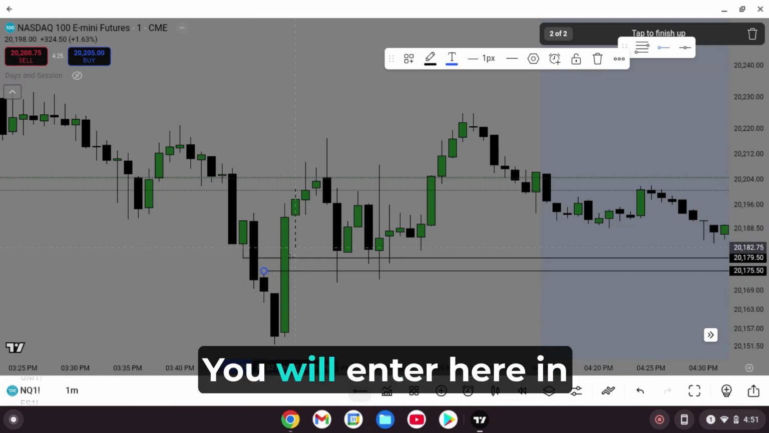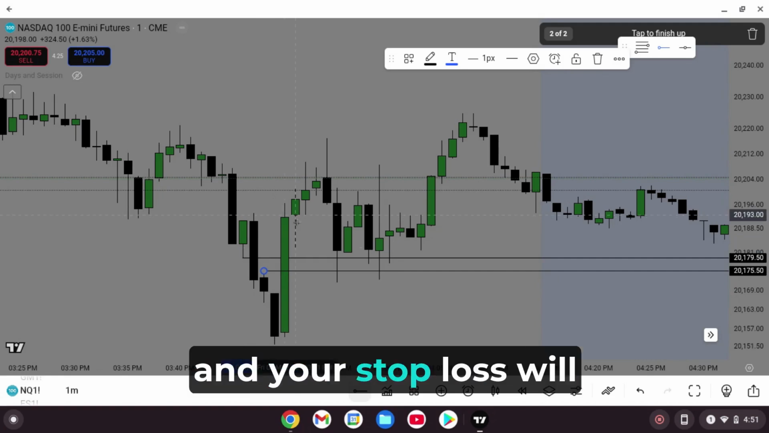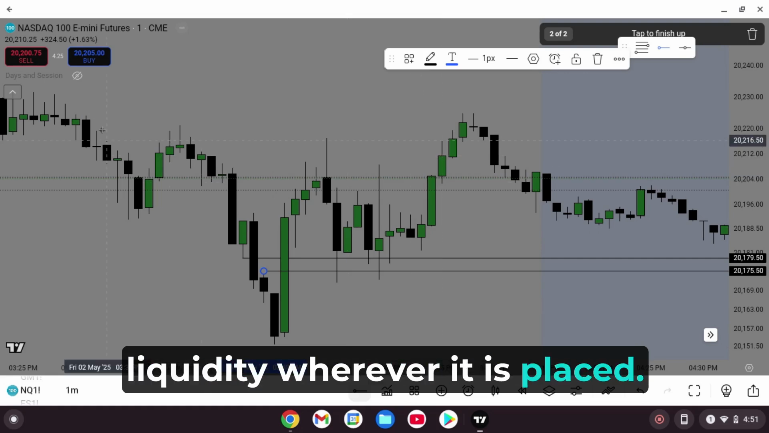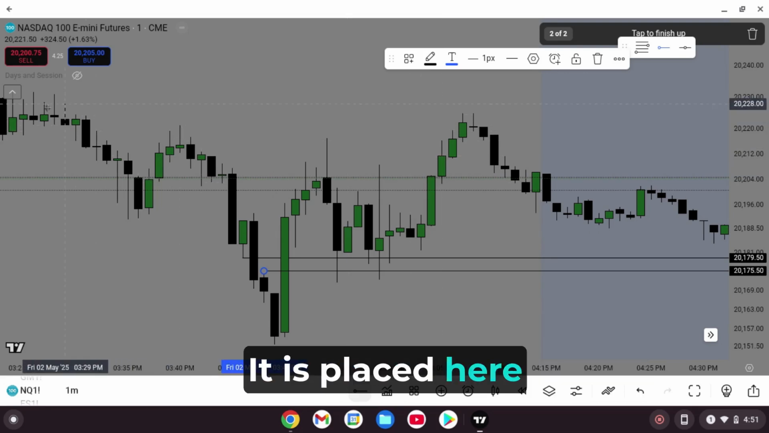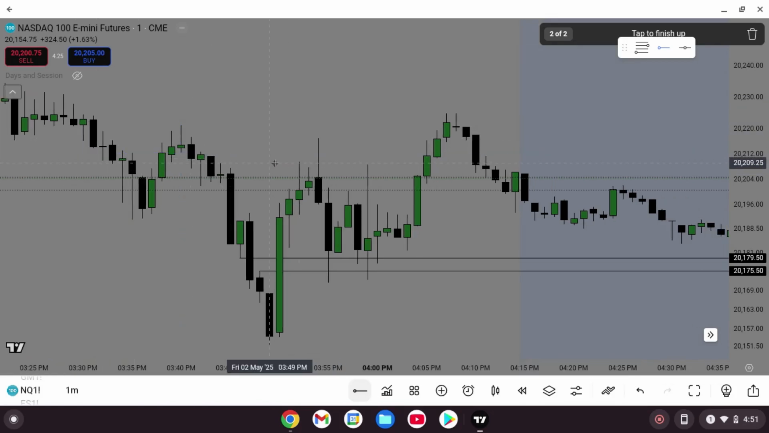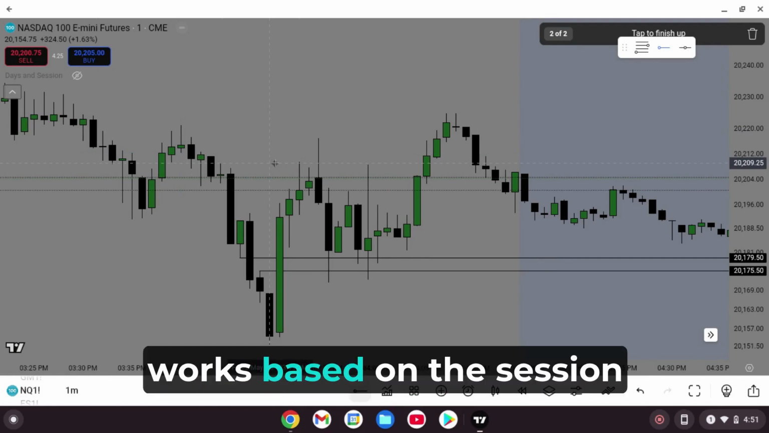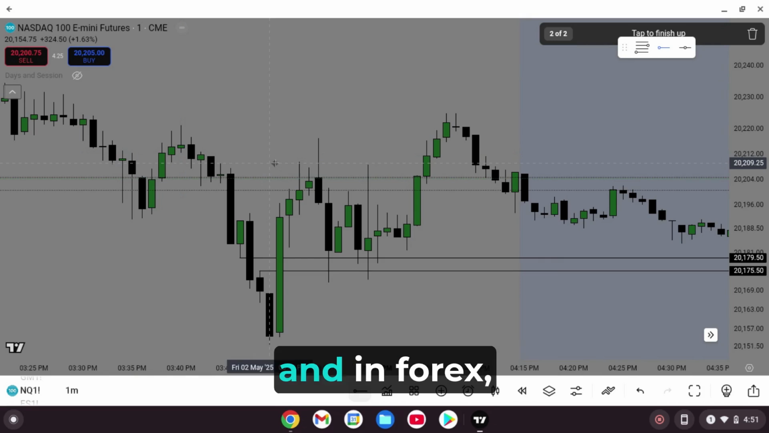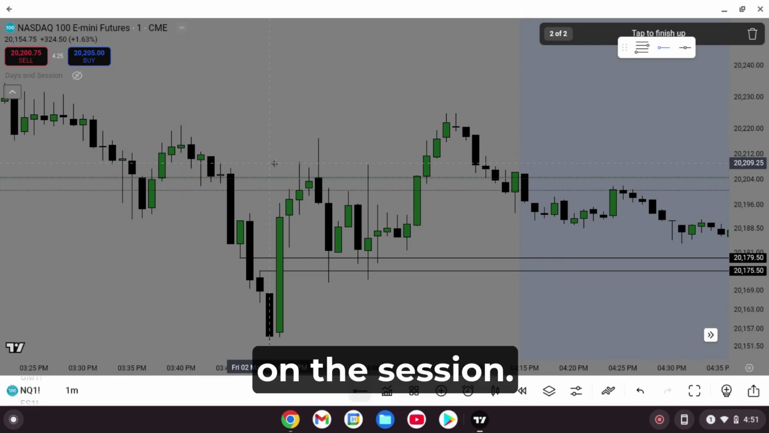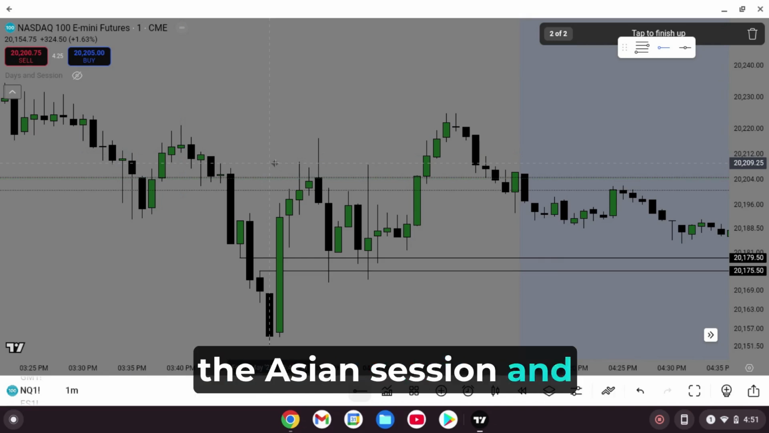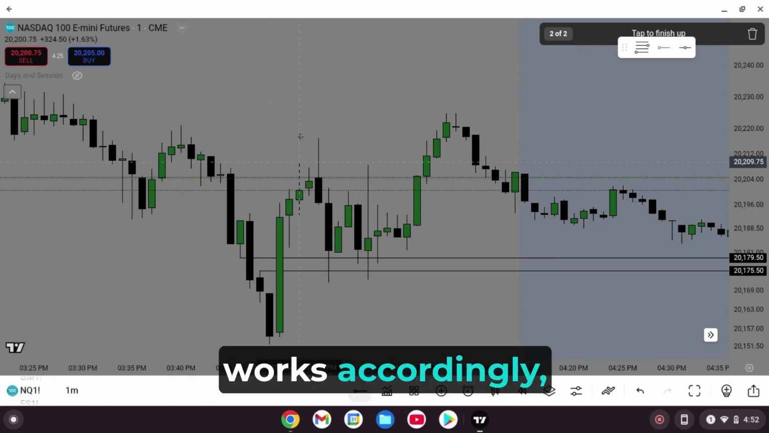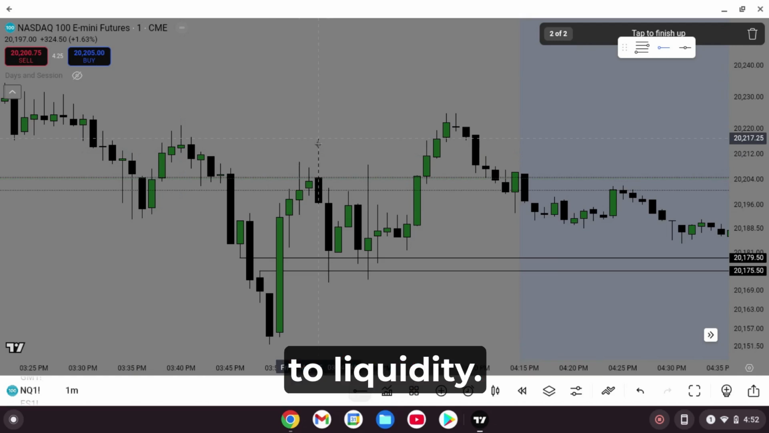You will enter here in the next candle and your stop loss will be at the low, and you will run till the next liquidity wherever it is placed. It is placed here and also above. This concept is different because of the type of liquidity. Futures work based on the session in the futures market, and in forex it also works based on the session. Like when the Asian session and the London session are on, now my US session works accordingly. It gives more preference to liquidity.